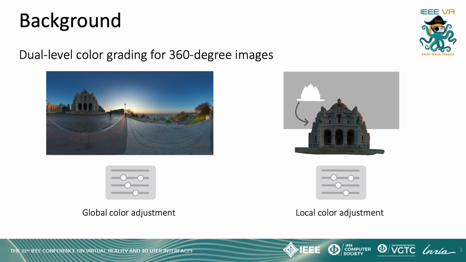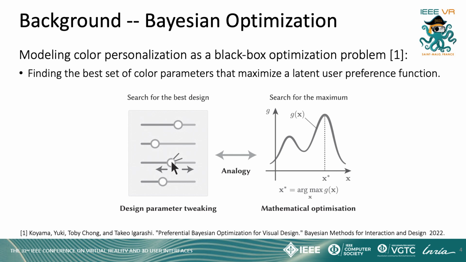Since the perception of local colors is influenced by their contextual colors, local color adjustment needs to consider the established global colors. Manual color grading is difficult since creators need to experiment in a high-dimensional search space to find parameters that match their preferences. A popular approach to alleviate the difficulty is modeling color personalization as a black box optimization problem, in which we need to find the best set of color parameters that maximize a latent user preference function.